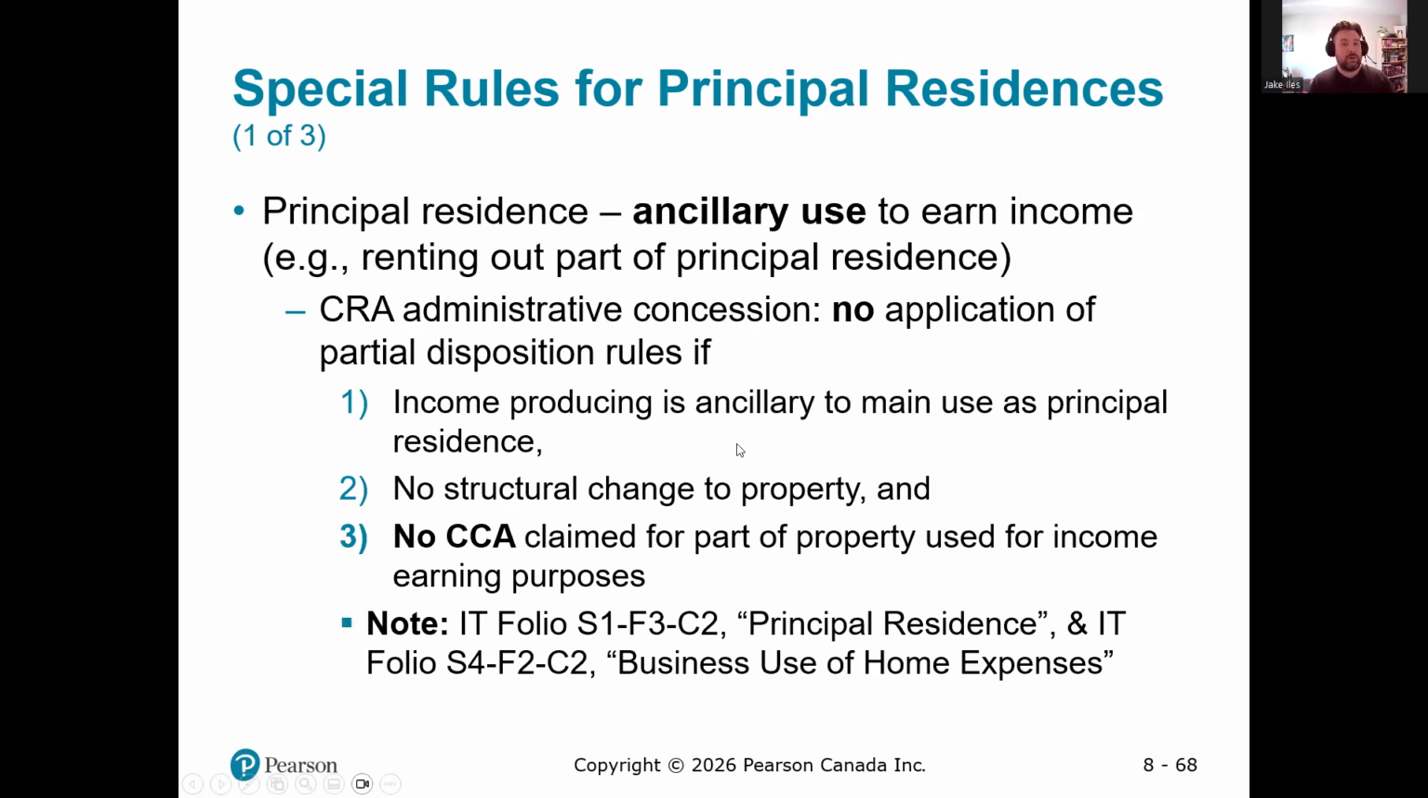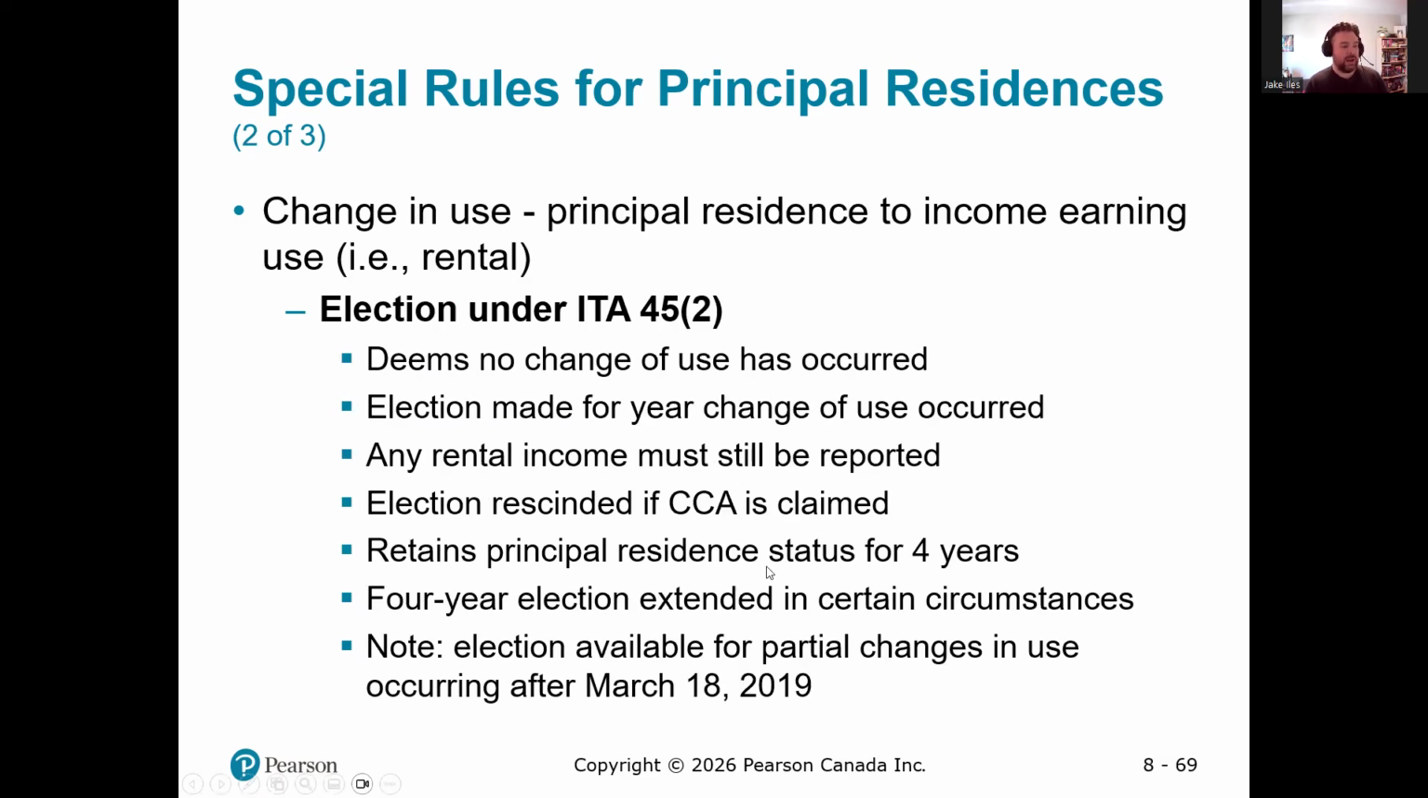So I can rent out a part of my home and still maintain it as my principal residence, or I can rent out the full home as long as I come back within 4 years and resume it as my principal residence. So there are some concessions to have a bit of rental income from it, but it needs to still either be a house I'm living in or a house I'm returning to. I'm only gone for a short time.